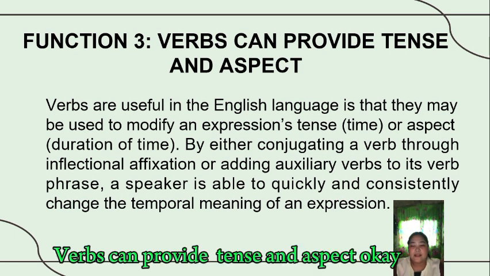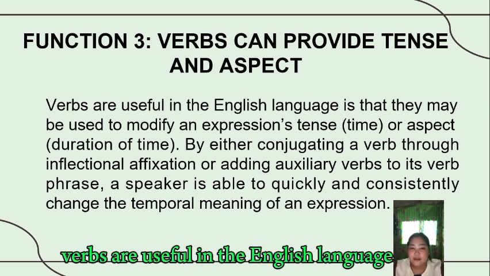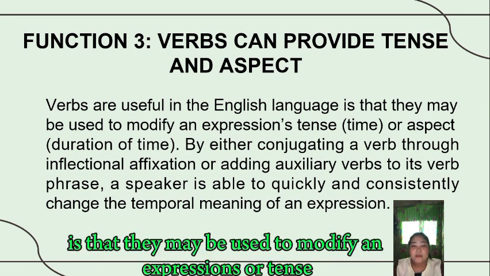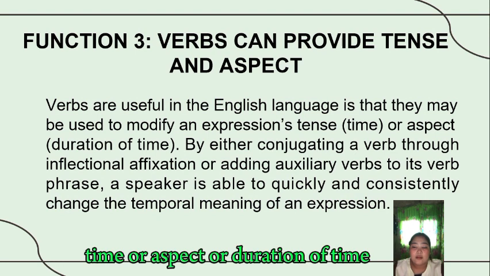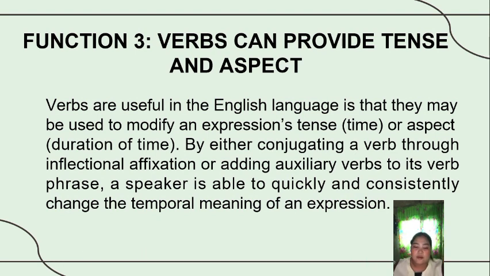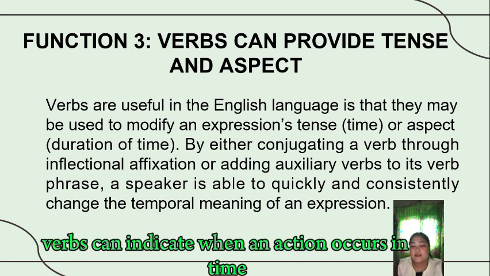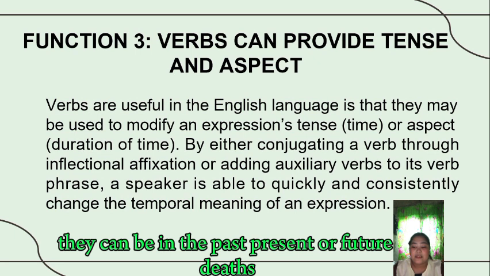Proceed with the function number 3. Verbs can provide tense and aspect. Verbs are useful in the English language in that they may be used to modify an expression's tense, time, aspect, or duration of time. Verbs can indicate when an action occurs in time. They can be in the past, present, or future tense.